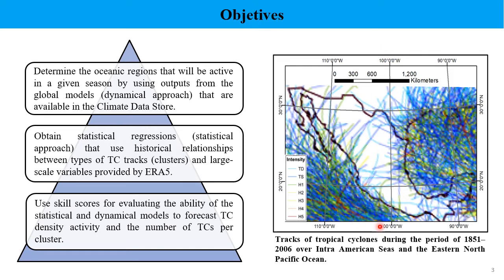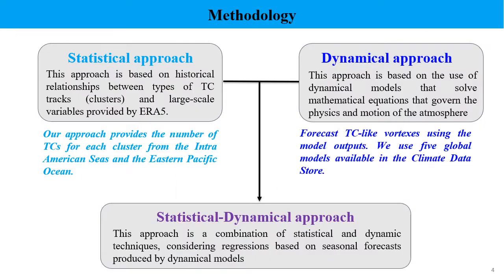Here, I put an example of the tracks of tropical cyclones during the period of 1851-2006 over intra-American seas and the eastern North Pacific Ocean, that is more or less the same study region as our work. As I told you before, we use two distinct approaches, the dynamical approach and the statistical approach. I'm going to give you a brief description of this methodology.